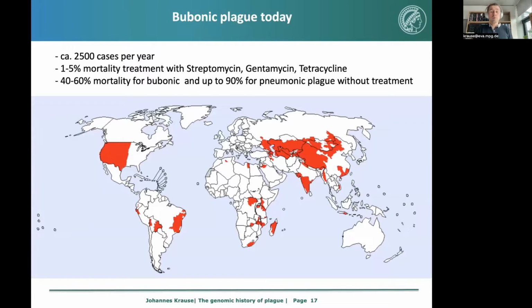It's still found all over the world today. So you see, even in Saudi Arabia, you have wild rodent populations that carry Yersinia pestis, but you also have it on all other continents in the world. It's mostly found in Central Asia, but in the 19th century, it was also brought into other parts of the world. Fortunately, there are powerful antibiotics, so we shouldn't be afraid of it today as much as we were in the past. But if it's untreated, mortality is super high. About half of the people that get infected then die.